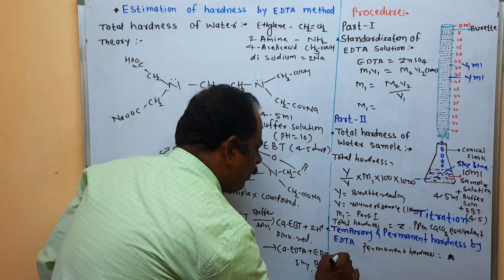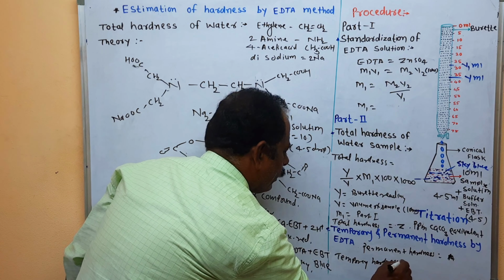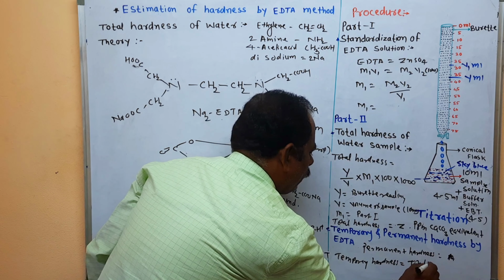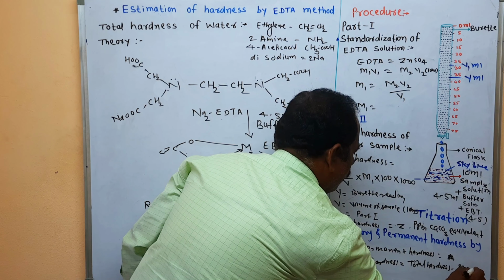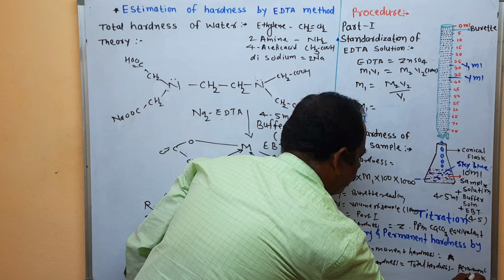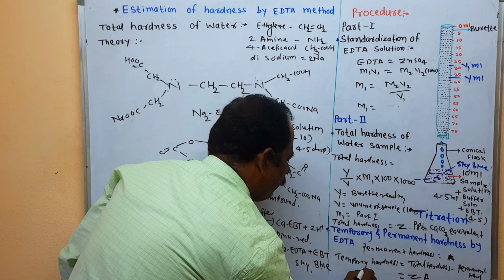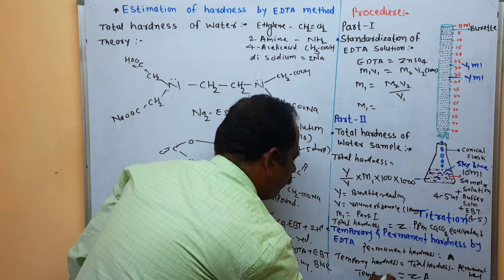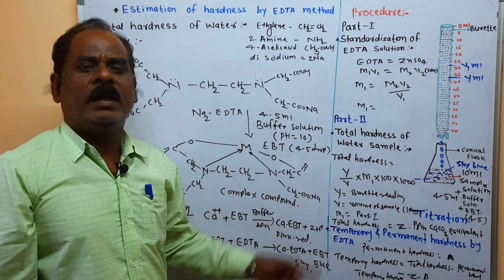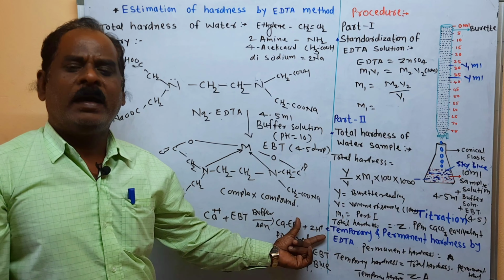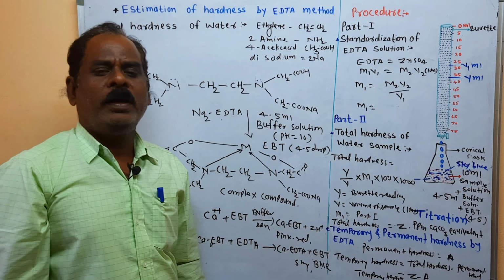How will you calculate the temporary hardness? Temporary hardness is equal to total hardness minus permanent hardness. This means Z minus A is equal to the temporary hardness. In this way, by using the EDTA method, we can calculate total hardness, permanent hardness as well as temporary hardness. Which type of question will be asked on this point?